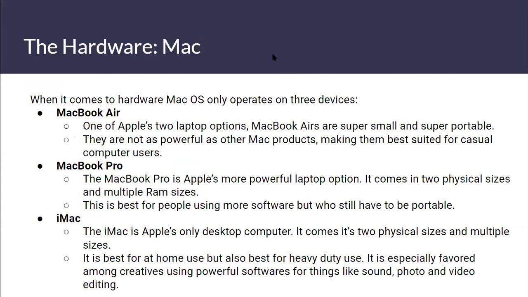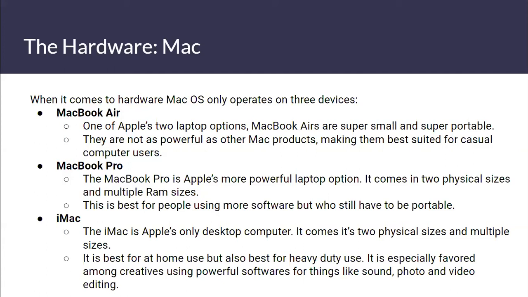Now, what's the difference for hardware? When it comes to hardware, macOS only operates on 3 devices: MacBook Air, MacBook Pro, and iMac. The MacBook Air is one of Apple's 2 laptop options. MacBook Airs are super small and portable, and they're not as powerful as other Mac products, making them best suited for casual computer users. MacBook Pro is Apple's most powerful laptop option.